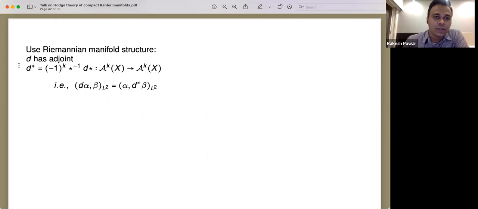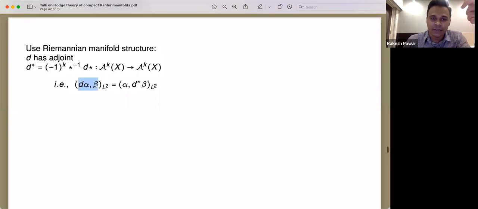So using the real manifold structure, I have this star operator, and using the star operator, there's a metric, and I can define an adjoint with respect to this metric, in the sense that if I take d alpha comma beta, it is just alpha comma d-star beta. Okay, this is just the usual adjointness of operators when there is a metric on the vector space. So there is such an operator, which is explicitly given by applying star, d, star inverse, with a particular sign.